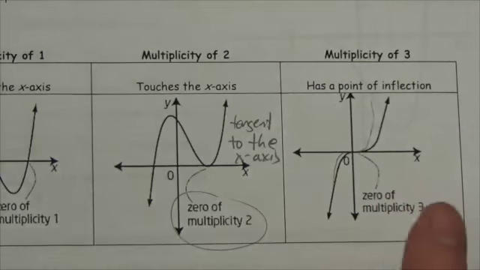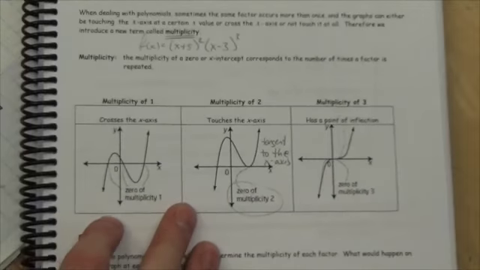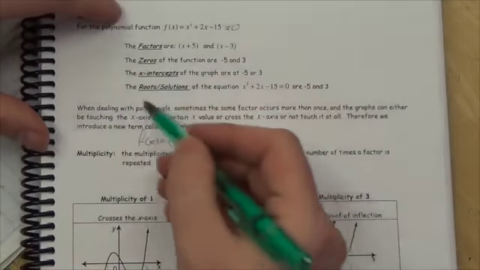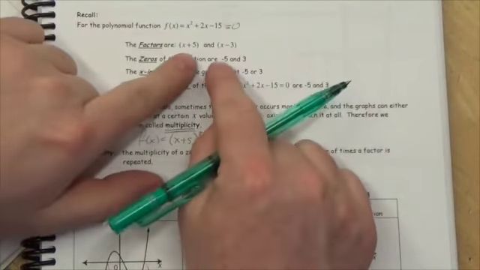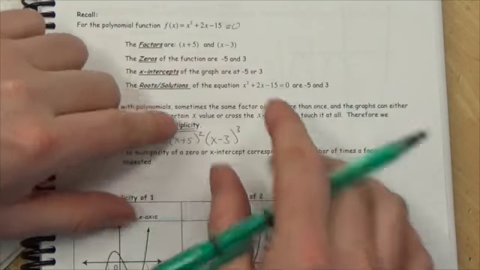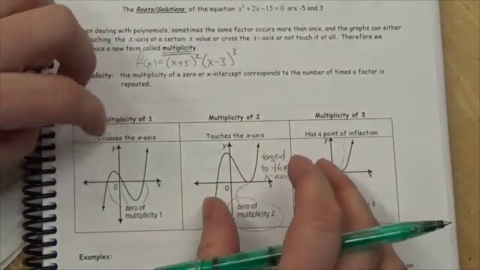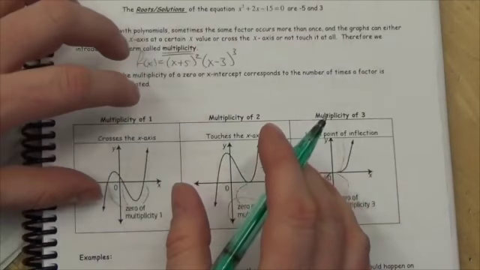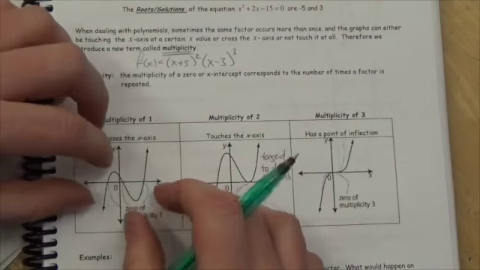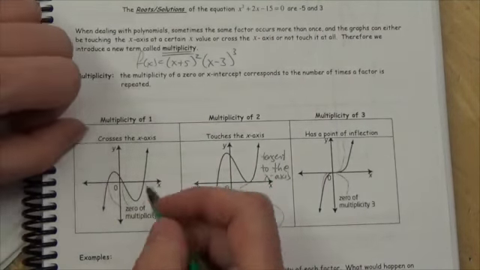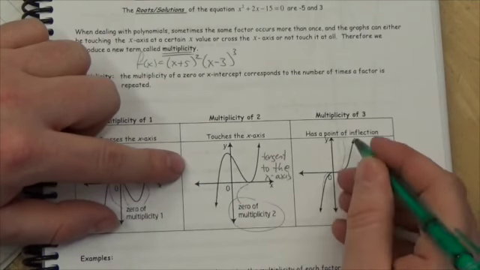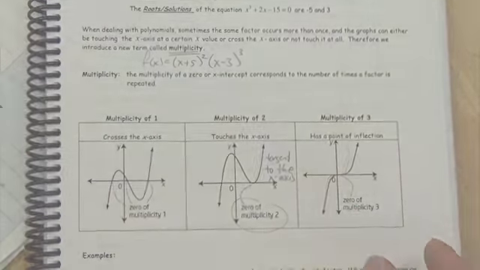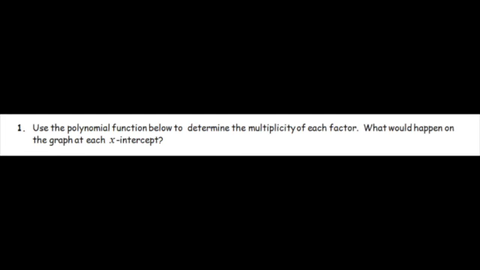But anyway, so the main idea right now is that we want to have a link between factoring an expression to get its x-intercepts, but being able to do more than that. Now that we know the x-intercepts, by looking at the factored form, we can determine how that graph interacts with the x-axis. It's either cutting straight through, it's tangent to the x-axis, or has this little inflection point on the x-axis. Use the polynomial function below to determine the multiplicity of each factor.